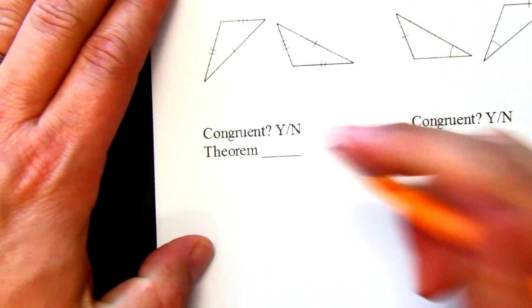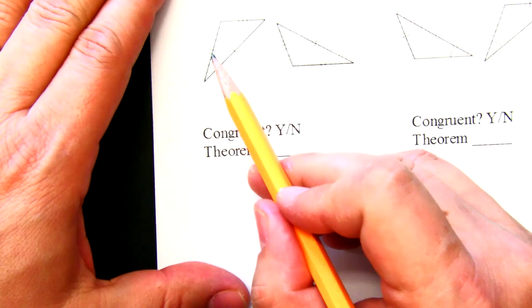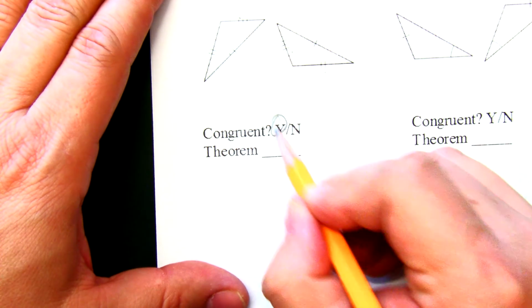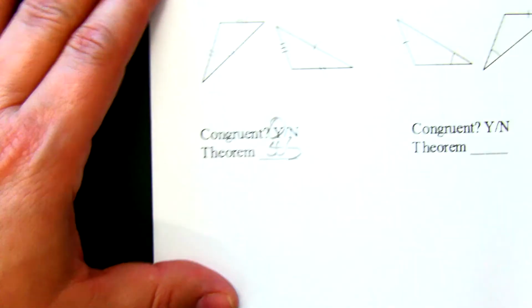All right, so congruent. We got sides, sides, sides. Oh, yeah, that's easy. Side, side, side. Got our three sides.